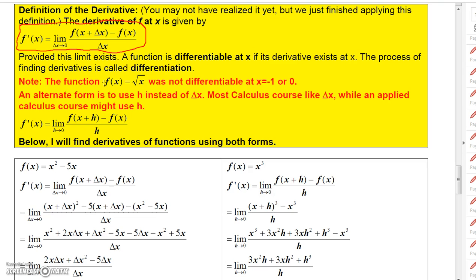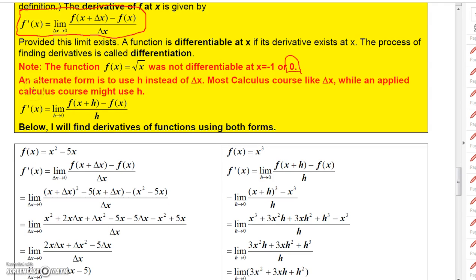The function f of x equals square root of x, you might remember, was not differentiable at -1, first of all because -1 was not in its domain. And then it wasn't differentiable at 0, and really the reason it wasn't differentiable at 0 is because at 0 you get a vertical tangent line. An alternate form that's generally used in business calculus is instead of delta x, we use h. But I'll do some examples in both forms.